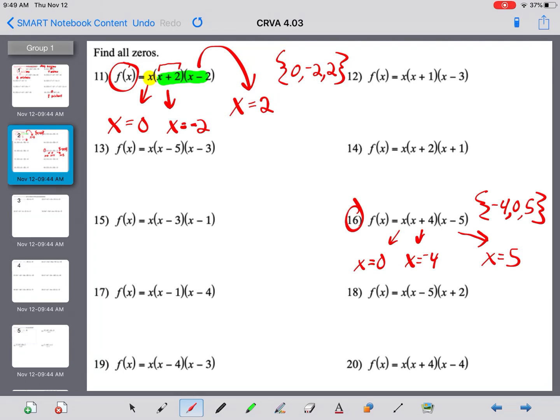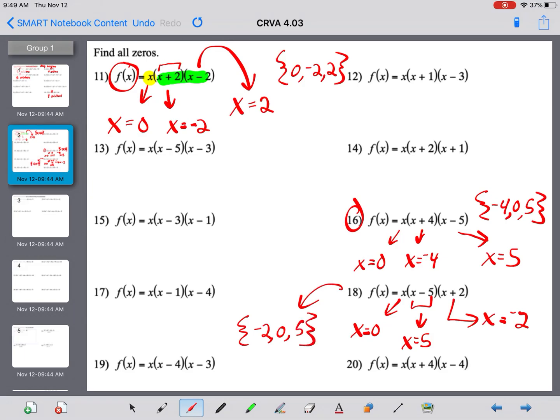Let's do number 18, then I'm going to move along. X equals 0 is a solution. 5 makes that factor equal 0, so 5 is a solution. And -2 makes that factor equal 0. If any of these factors equal 0, the whole value equals 0. The whole function is 0, because 0 times anything is 0. It's called the zero product property.